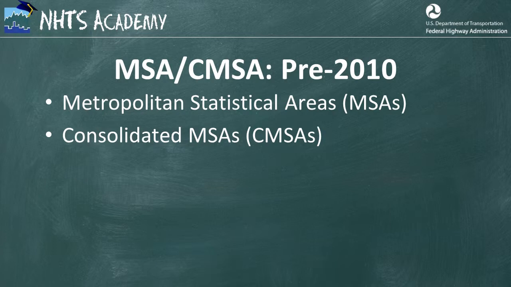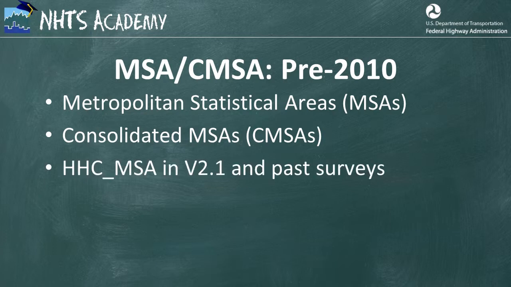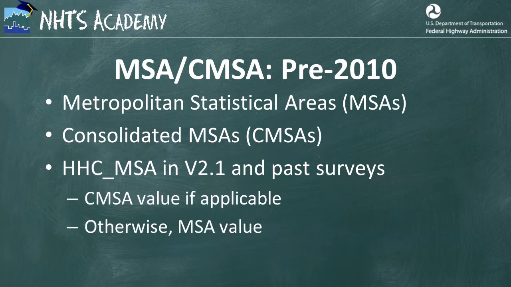So how does this apply to the MSA designation variable in NHTS? In version 2.1 of the 2009 NHTS, as well as past surveys, NHTS used the CMSA value of a given household if that household was in a CMSA. Otherwise, the MSA value was used.